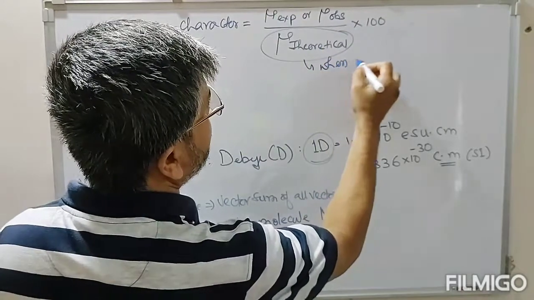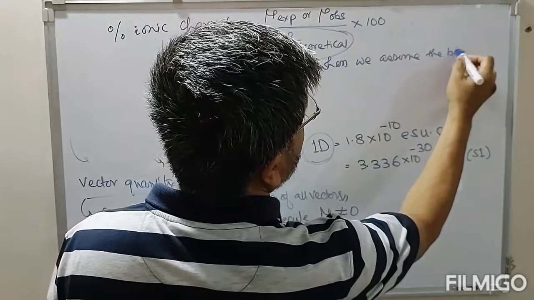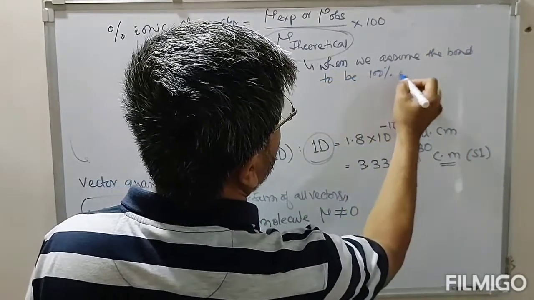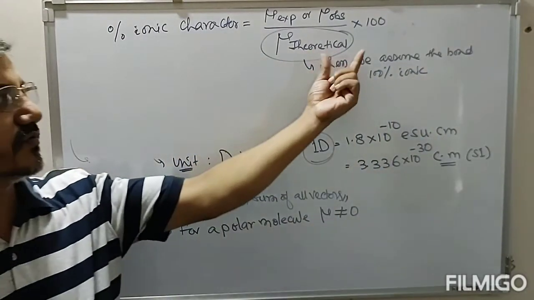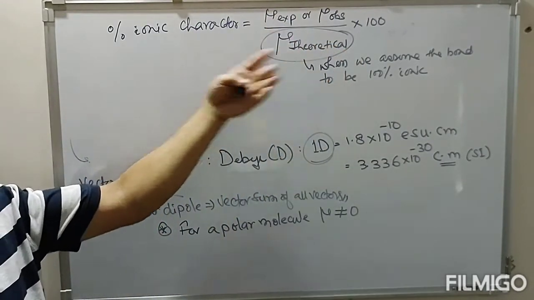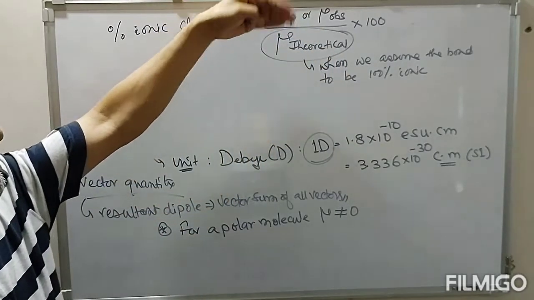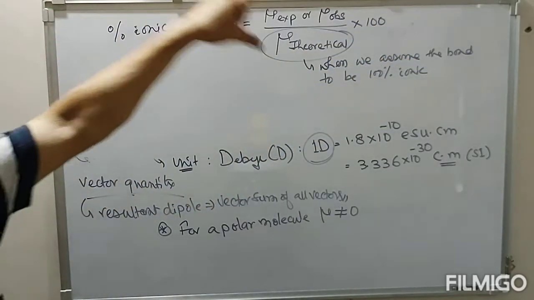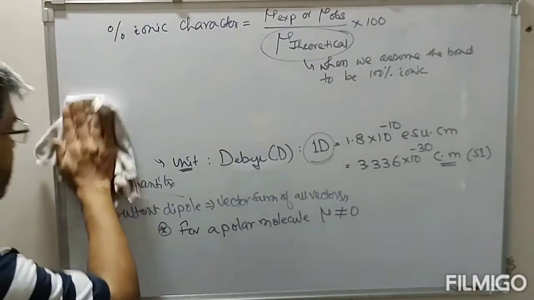when we assume the bond to be 100% ionic. So assuming the bond to be 100% ionic, we will find the theoretical value of dipole moment. The experimental is the exact value or the accurate value of the particular molecule. So we take this ratio of experimental or observed value by theoretical value and multiply this by 100. This gives you the percentage ionic character of the covalent bond.